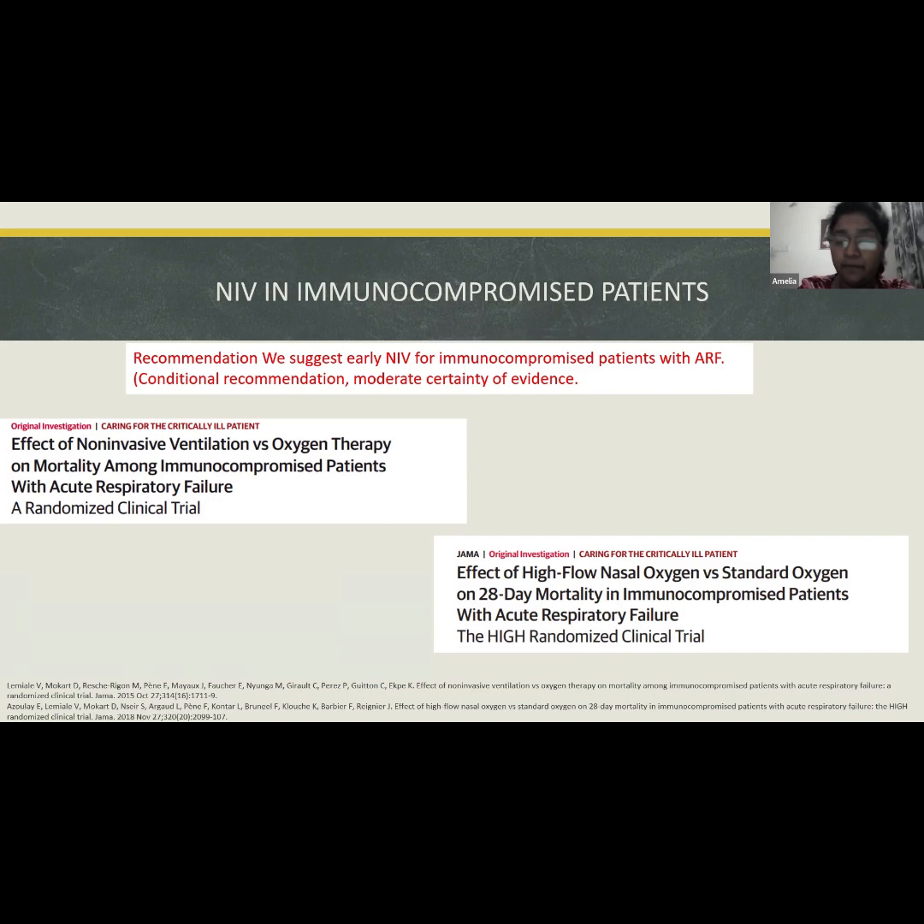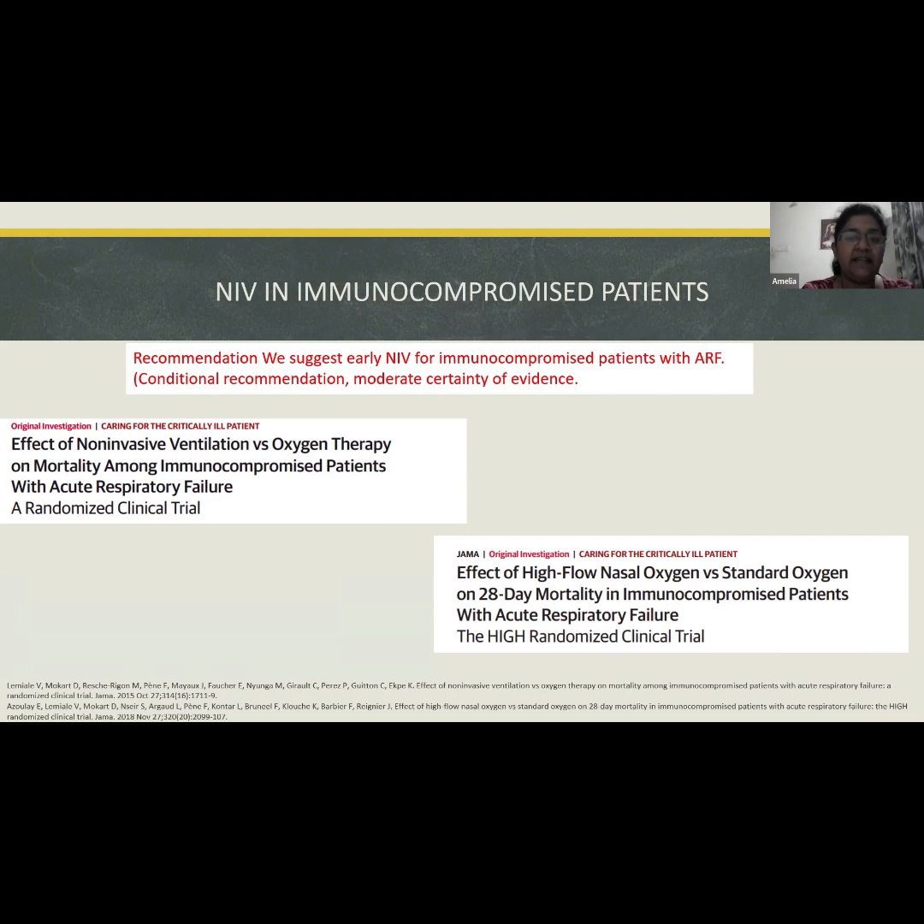If they are young, then is mechanical ventilation a possibility? That is a discussion you will have to have as a team. The dilemma comes when there is a patient, let's say in an advanced situation of immunocompromise, and they develop breathlessness. What do I do? Do I give NIV or don't I give NIV?